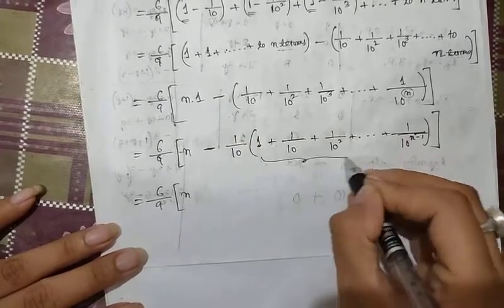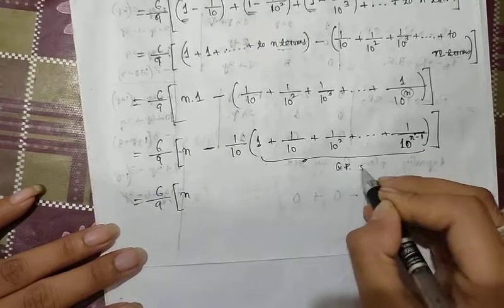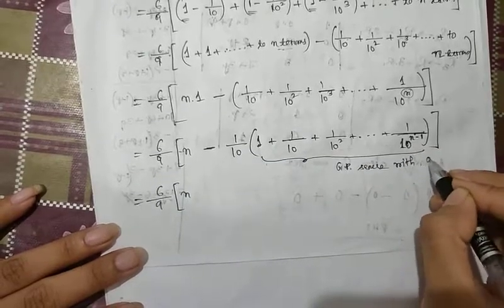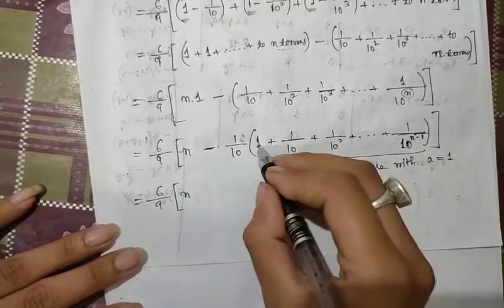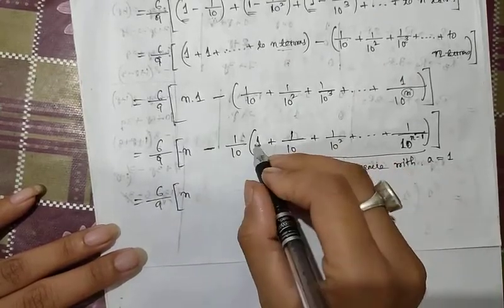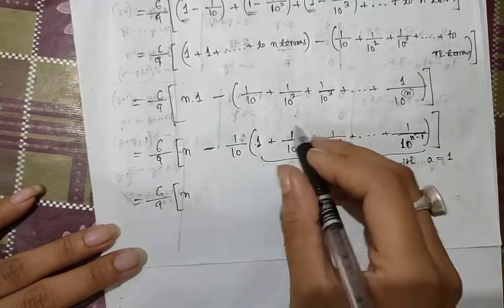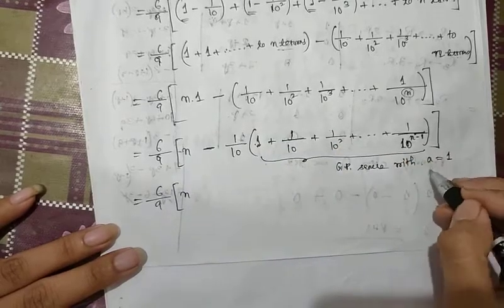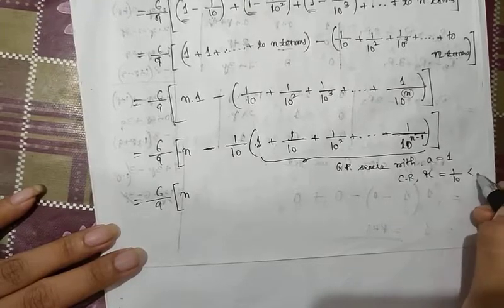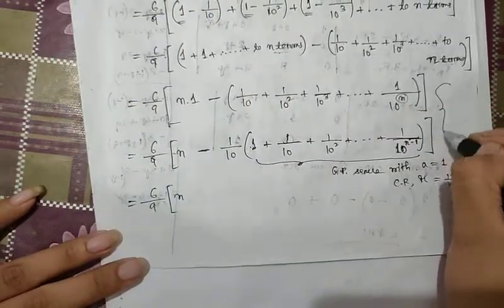So now this is a GP series. This is a GP series with first term a equal to 1. Common ratio we have 1 by 10. Why? 1 by 10 divided by 1 is 1 by 10. 1 by 10 square divided by 1 by 10 is again 1 by 10. So the common ratio is 1 by 10, which is less than 1. Check it here.